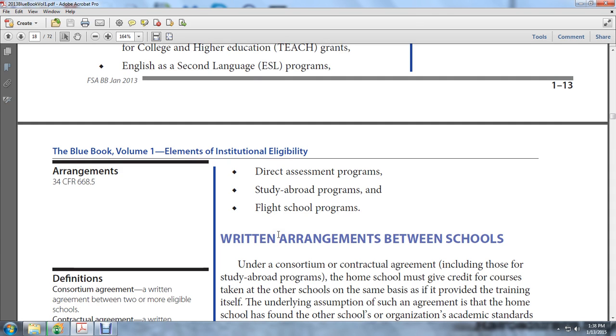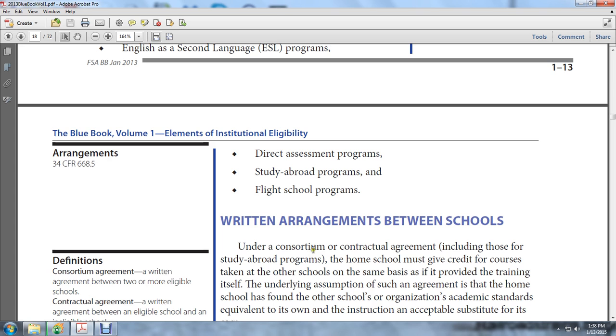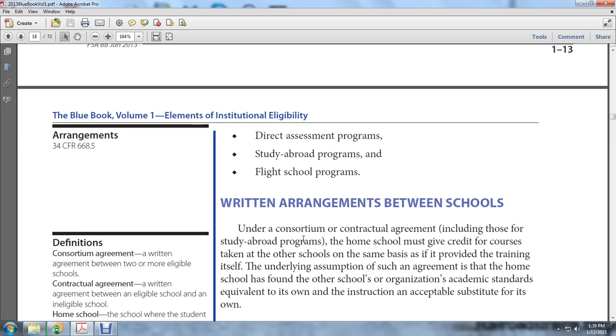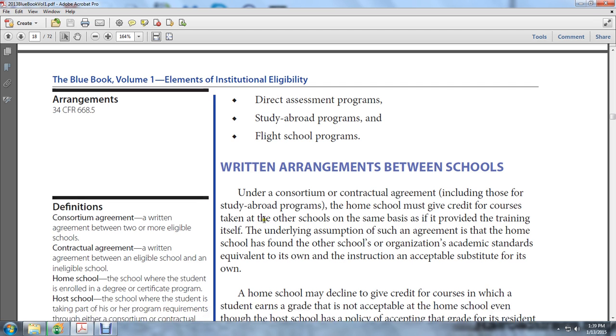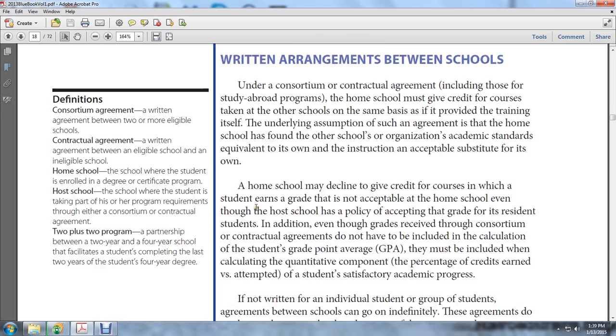The home school must give credit for the credit hours of courses taken at other schools on the same basis as if it were providing the training itself, on the assumption that the other school has academic standards equivalent to its own and is an acceptable substitute for its own instruction. A home school may decline to give credit for courses that it would not accept for its own graduates.